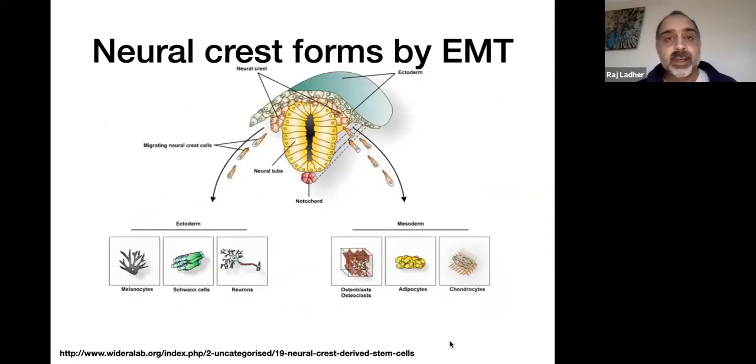Okay. So I think we have talked about this, that one of the nicest things about neural crest, or one of the clearest properties of neural crest, is that it forms by epithelial mesenchymal transition. I think all of you remember this EMT process. Does anyone need a quick overview? A quick reminder.